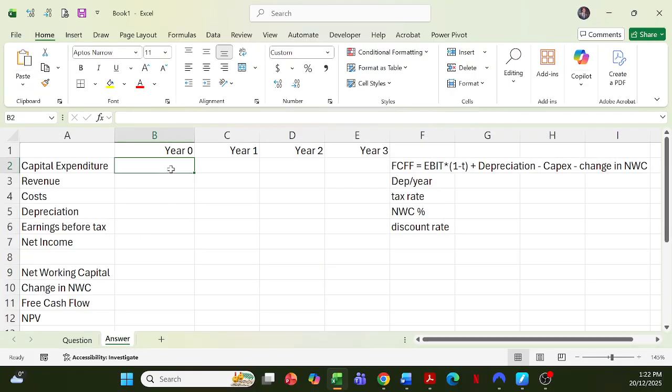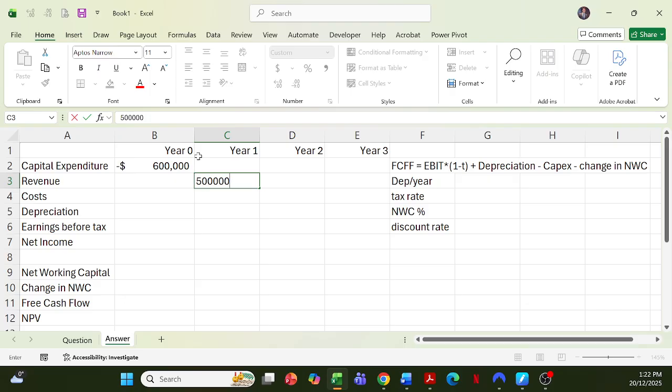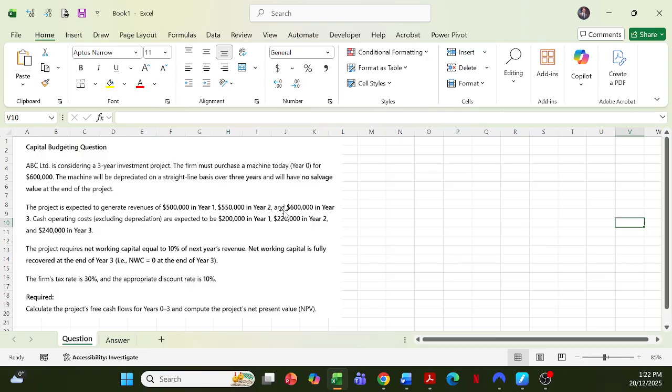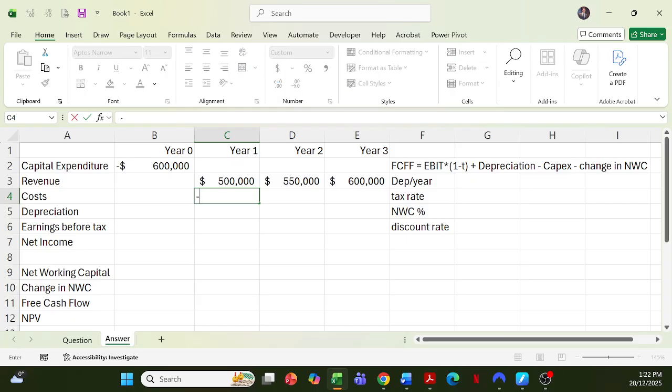So the capex in year zero is $600,000, correct? And I'm going to put a negative sign to make sure that it represents cash outflow. Okay, and the revenue is going to be 500K, 550, and 600,000 in the next 3 years. Let's just double check it. The costs are going to be 200, 220, and 240. Again, a negative sign because these are costs.